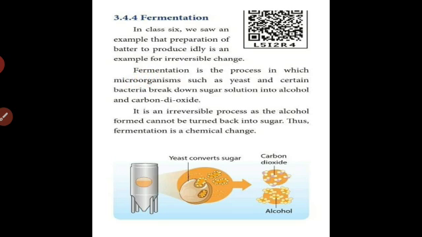Students, we can pronounce that word: B-A-T-T-E-R, batter. Fermentation is the process in which microorganisms are involved. Who is the main ingredient there? Microorganisms. Microorganisms such as yeast and certain bacteria break down sugar solution into alcohol and carbon dioxide. It is an irreversible process as the alcohol formed cannot be turned back into sugar. Thus, fermentation is a chemical change.